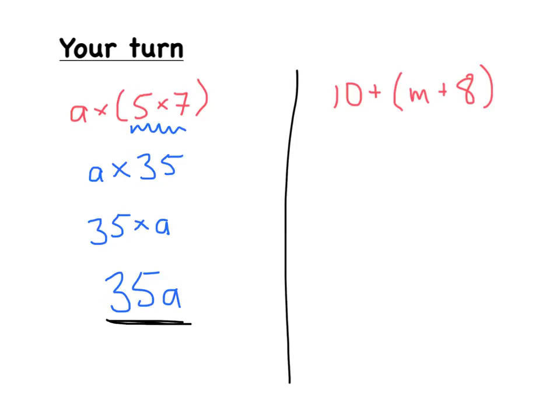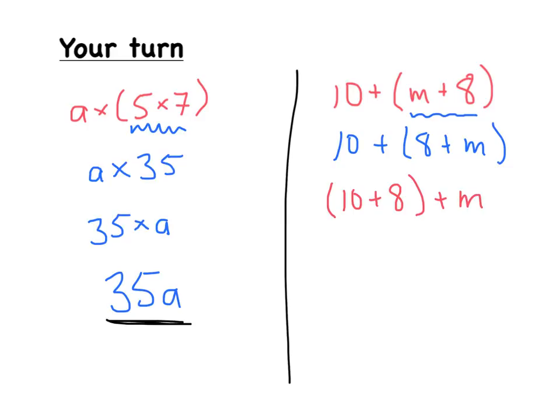All right, and then in the last one, it looks like we're going to have to use the commutative property to switch around the m plus 8. So we're going to switch this around, rewrite it. So you'd have 10 plus 8 plus m. So that is the commutative property. With the associative property, we could move the parentheses. So we would rewrite it as 10 plus 8 plus m. So from this, we would be able to solve inside of the parentheses. So we would have 18 plus m as the final answer, because we cannot combine variables and numbers.